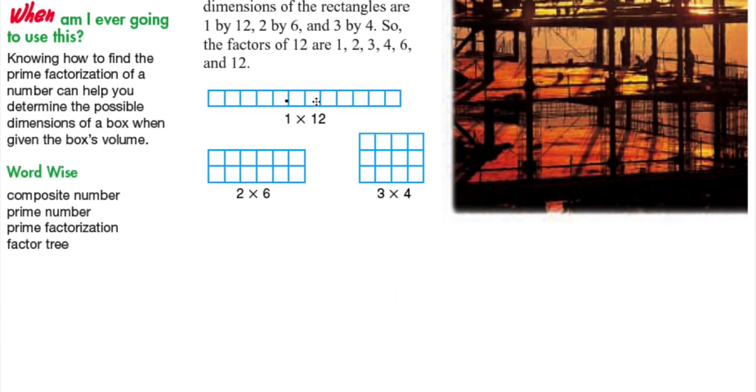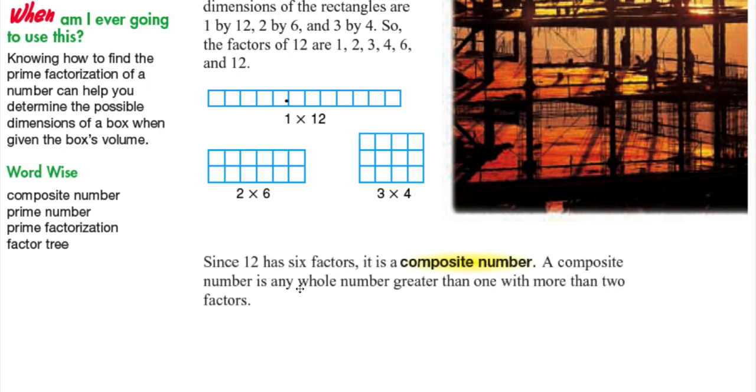Since 12 has 6 factors, it is considered to be a composite number. The definition of a composite number is any whole number greater than 1 with more than 2 factors. Again, any whole number greater than 1 with more than 2 factors. Write the definition down in your notebook, because this is going to be very important.